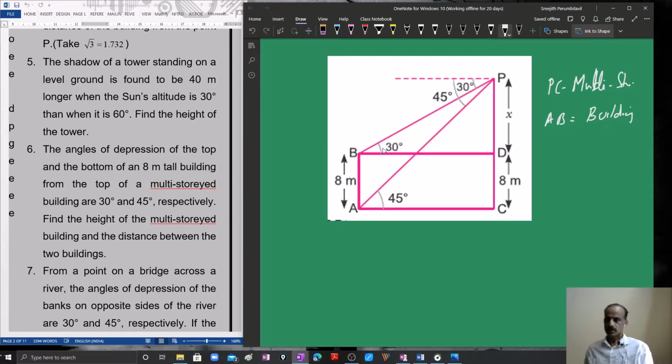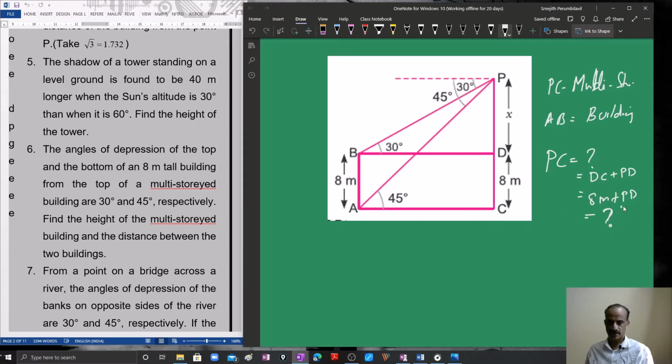Okay. So here we have been asked to find the height of the multi-story building. The two things have to be found. One is PC. PC means DC plus PD. That is, this distance is the entire distance. That means 8 meters plus PD. This is what we have to find.